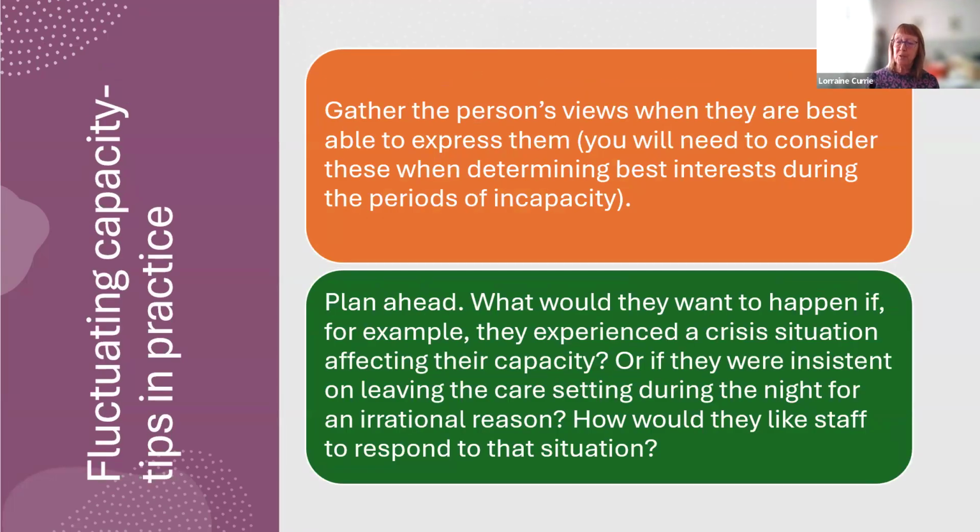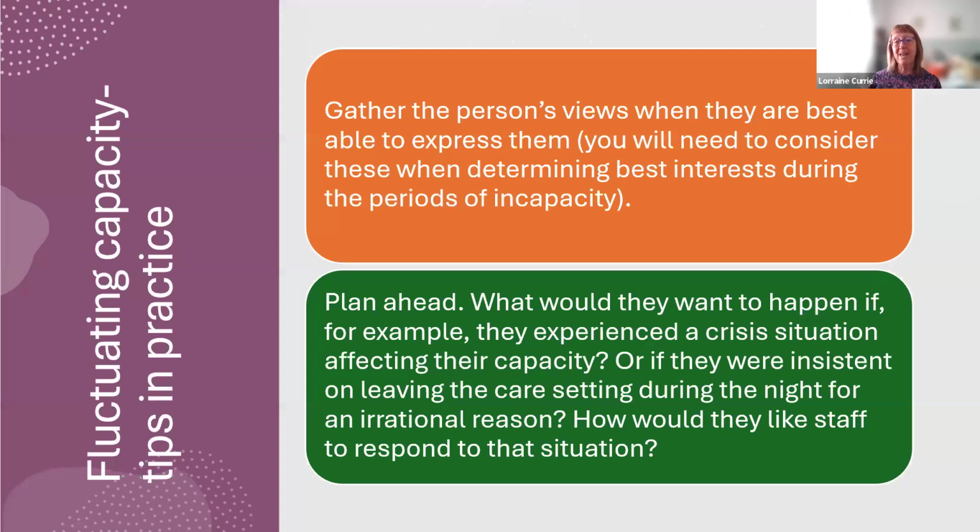But we can do some things with fluctuating capacity that can help us in practice. We can gather the person's views when they're best able to express them. So having these important conversations during what we might have called good periods, or when we know that the person is really at their best. And then we can use the information they've given us if we need to make decisions in their best interests. We've got a wealth of information that we have gathered directly from the person about things that are important to them. We can also try and use those good times to plan ahead.